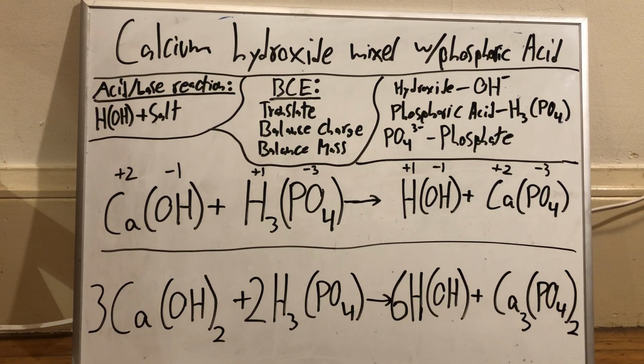Okay, so this is another DLP practice problem. This is a Unit 5 problem, and we're talking about acids and bases, and in this case it's balanced chemical equations. So the problem is this. Calcium hydroxide is mixed with phosphoric acid, and they say write a balanced chemical equation for each of the scenarios. So again, calcium hydroxide is mixed with phosphoric acid.